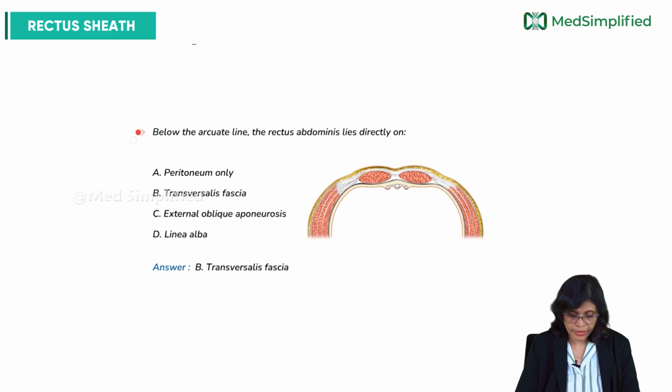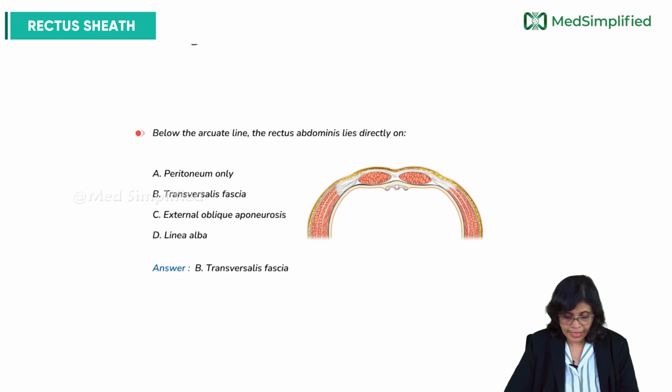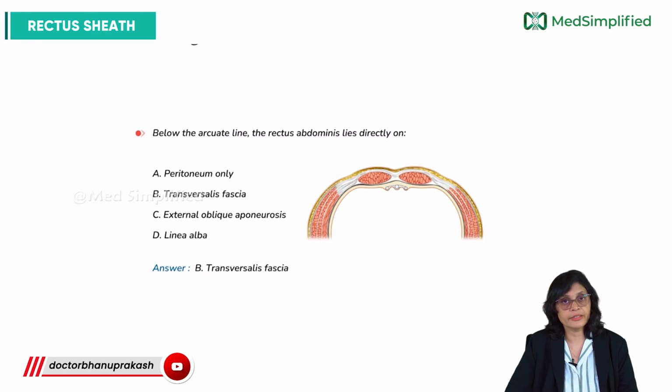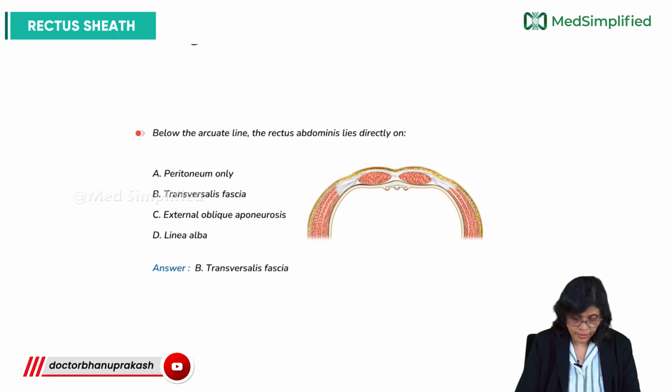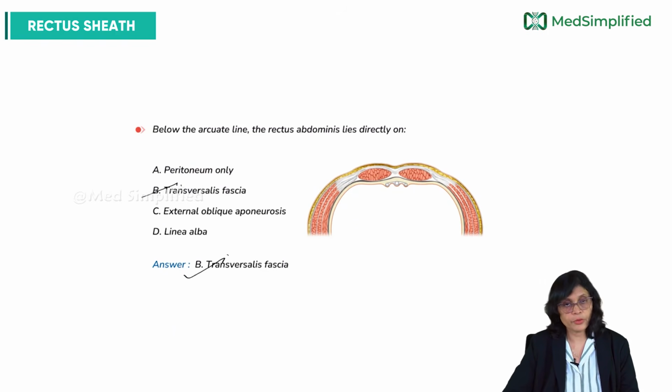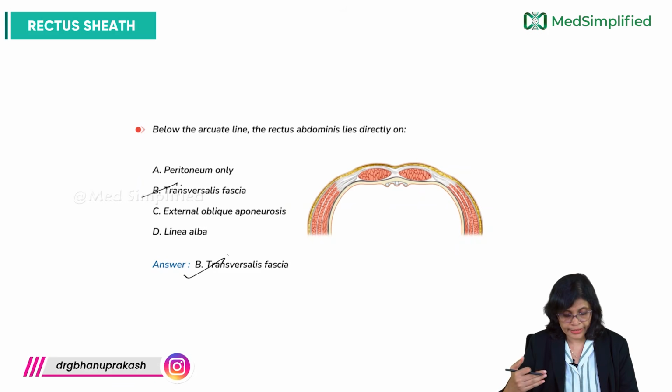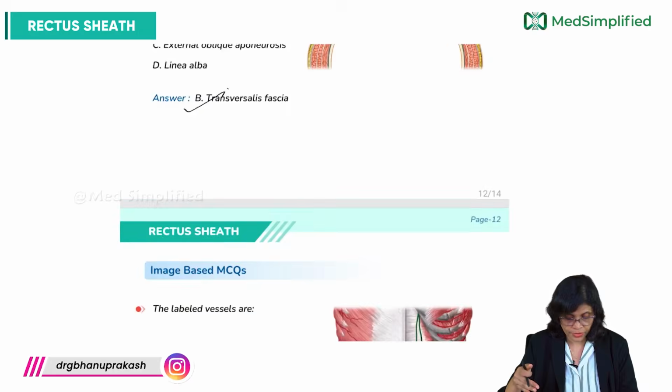Then below the arcuate line, the rectus abdominis lies directly on the fascia transversalis, that is B. The peritoneum is below that, external oblique aponeurosis comes above, and linea alba is the center. So that is how we rule out the rest of the choices.